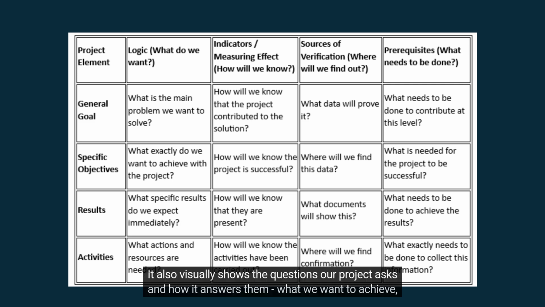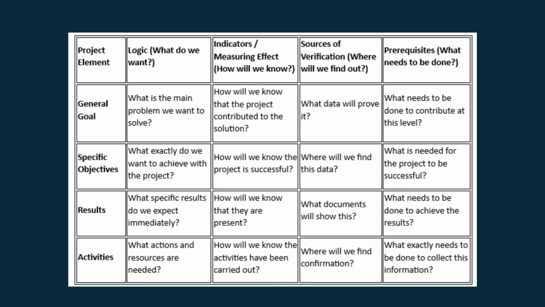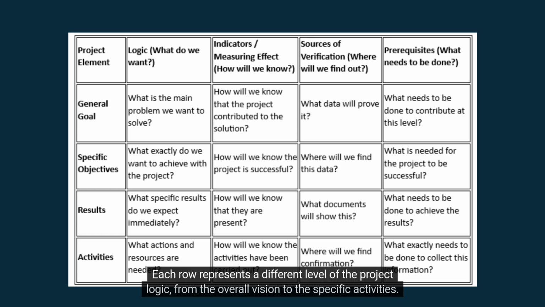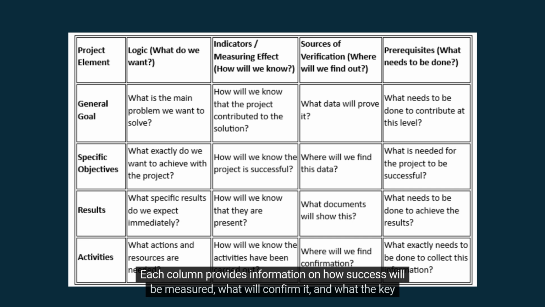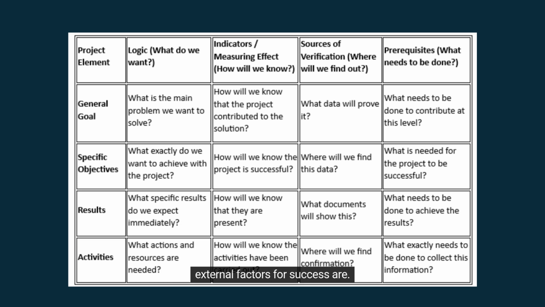It also visually shows the questions our project asks and how it answers them, what we want to achieve, how we will do it, how we will measure success, and what the implementation of the project activities depends on. Each row represents a different level of the project logic, from the overall vision to the specific activities. Each column provides information on how success will be measured, what will confirm it, and what the key external factors for success are.